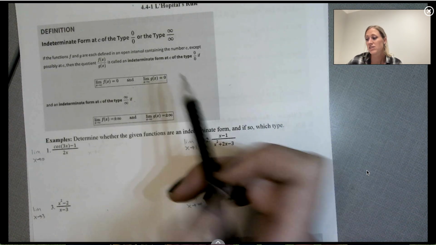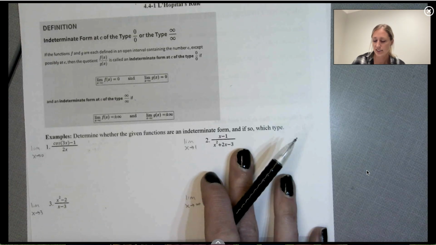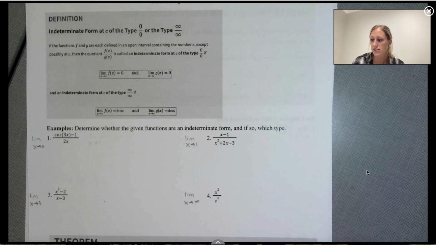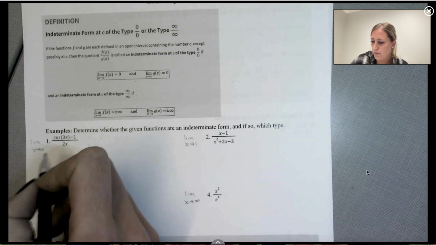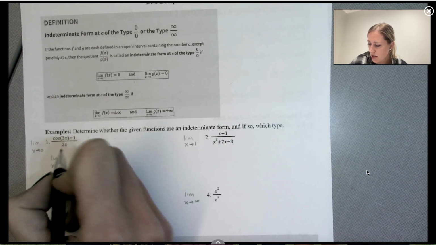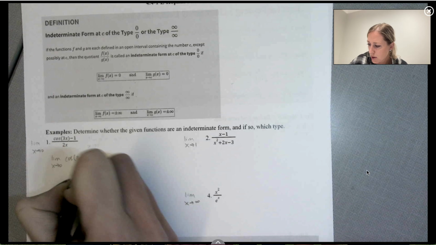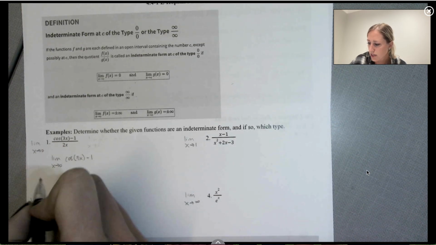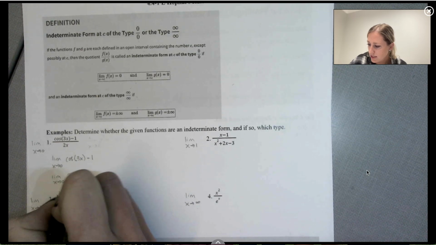First we just need to be able to identify which type. If it is not one of these types, I cannot use L'Hopital's rule. So first we want to make sure we can identify if we do get an indeterminate form. Let's look at this first one. I'm going to look at the limit as x goes to 0 of cosine of 3x minus 1. That's just the numerator. And then I'm going to look at the limit as x approaches 0 of 2x, the denominator.